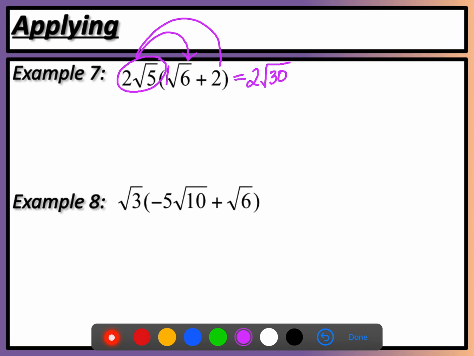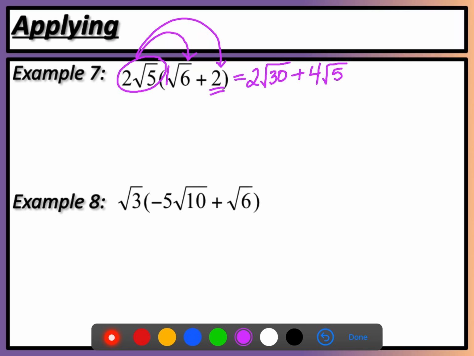Okay, and then 2 root 5. This is really the 2 on the outside, so that becomes a 4. If this term does not have a square root, well, this just carries over. It's as if it multiplied by a 1.